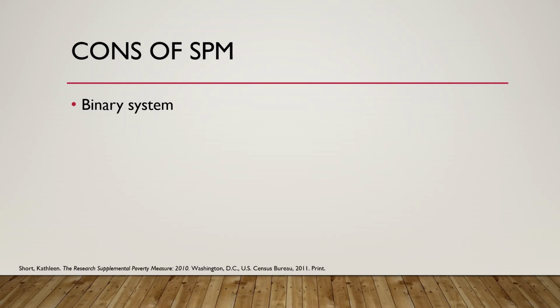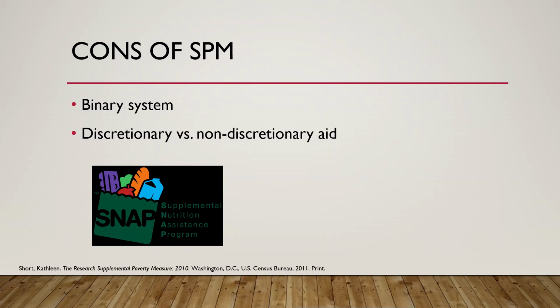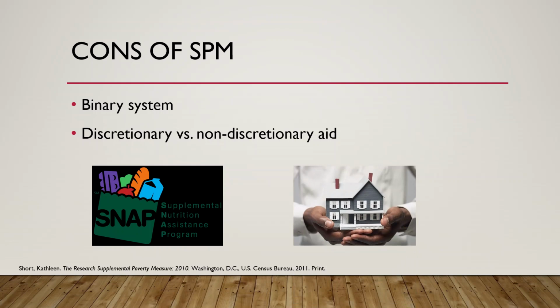Furthermore, it is hard to determine what counts as discretionary and non-discretionary aid. Because there are so many welfare assistance programs, such as supplemental national assistance and housing subsidies, it is hard to determine what assistance counts towards income and what doesn't. As a result, calculating the SPM threshold could be hard because there is so much room for error in self-reporting income.